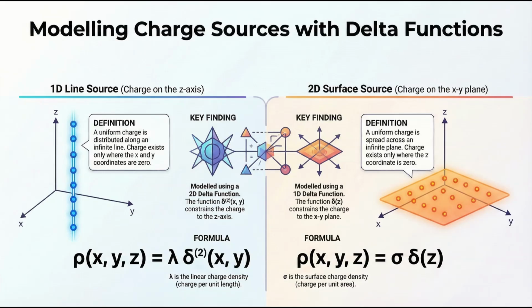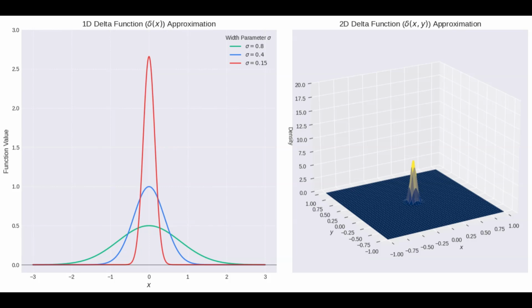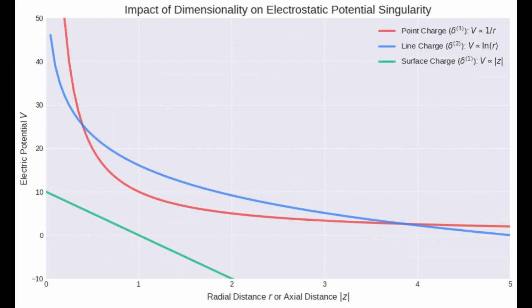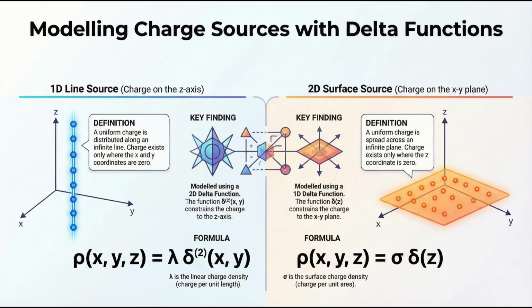So the bottom line is that while the delta function is an awesome, flexible tool for modeling all these shapes, that classic, super sharp field behavior, that's really the unique signature of a true point source, and only a point source, in 3 dimensions.